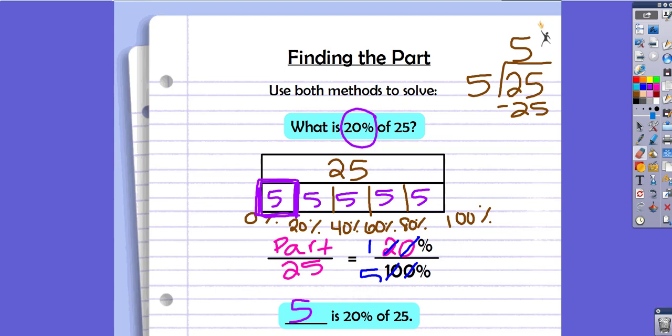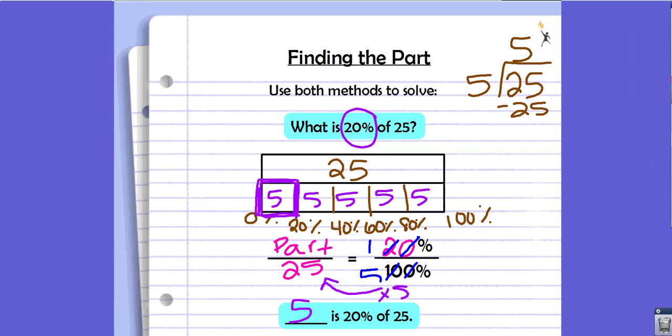5 times 5 can give me 25. So I'm going to use that to multiply with 1. 1 times 5 can give me 5. So both of them give me the exact same answer.